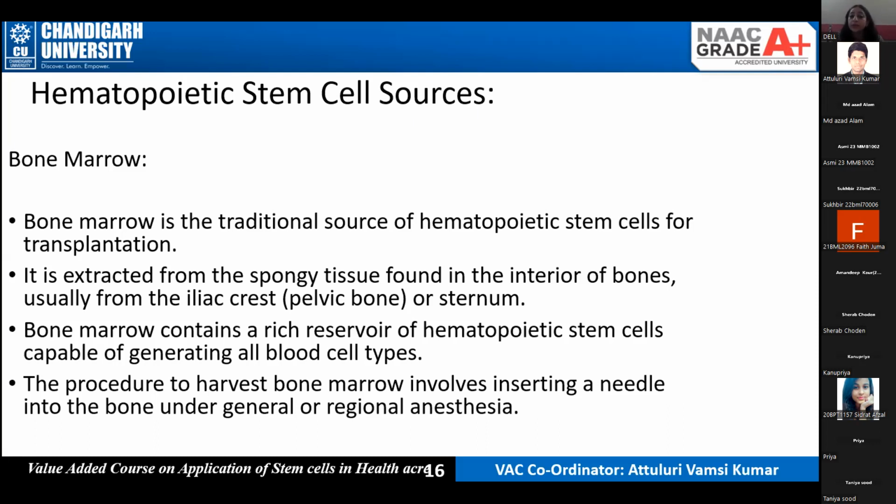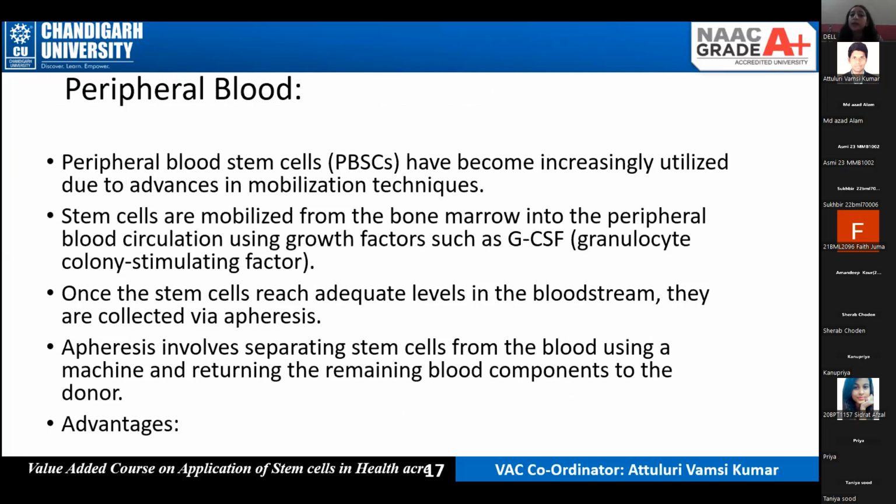Then in this procedure we use a needle to harvest the bone marrow. We insert the needle into the bone and take the sample. Then peripheral blood. Peripheral blood is highly recommended because in this we use mobilization techniques.